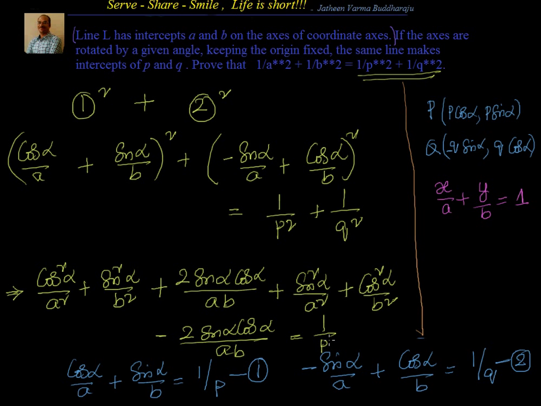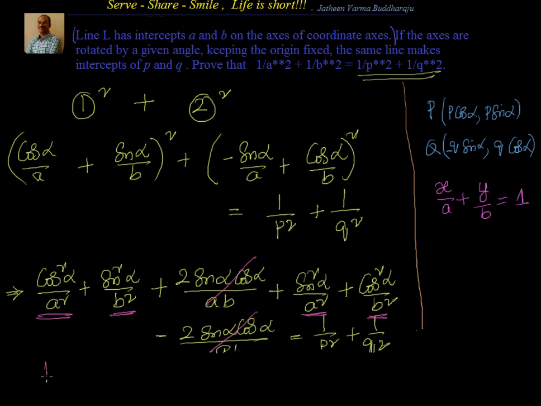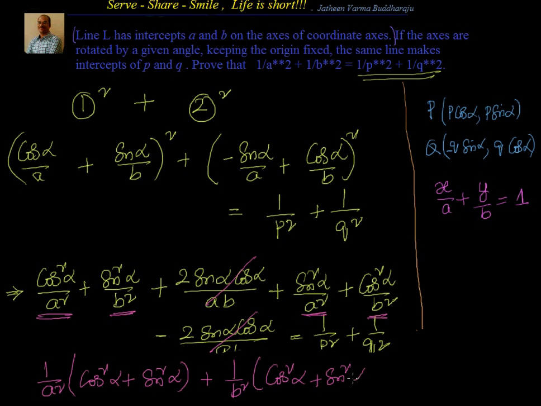Now we can see that 2 sin alpha cos alpha by ab, these two will cancel, and these two will add up to 1 by a square and these two will add up to 1 by b square. So let's write down the next step. Next step will be, can I say, 1 by a square multiplied with cos square alpha plus sin square alpha, plus 1 by b square into cos square alpha plus sin square alpha is equal to 1 by p square plus 1 by q square.